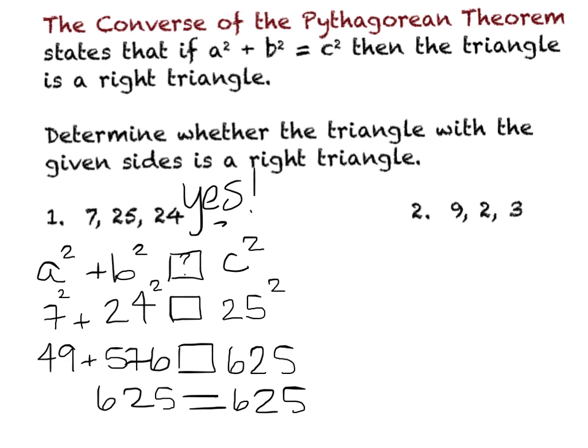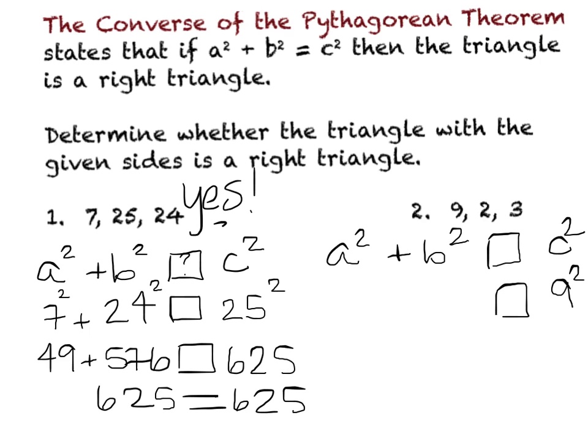All right, let's try question 2. So I have three sides, 9, 2, and 3. So again, I'm going to start out with my Pythagorean theorem. A squared plus b squared, I want to see if it will equal c squared. Okay, again, I'm going to pick the longest side for c. So I'm going to fill in 9 squared here for c. And again, just out of habit, so I don't make a mistake, I always make the smallest side a. Again, that doesn't really matter. You can flip a and b around. So right now I want to see if 2 squared plus 3 squared equals 9 squared.